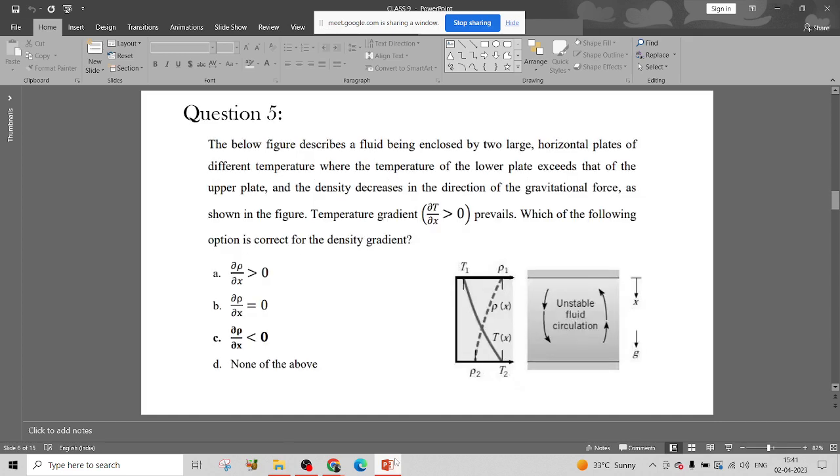The figure below describes a fluid being enclosed by two large horizontal plates of different temperature, where the temperature of the lower plate exceeds that of the upper plate and the density decreases in the direction of gravitational force, as shown in the figure. The temperature gradient del T by del x greater than 0 prevails. Which of the following options is correct for the density gradient? I'll give you 2 minutes to answer this. This is a conceptual based question, so you can think a bit about it and then answer me.